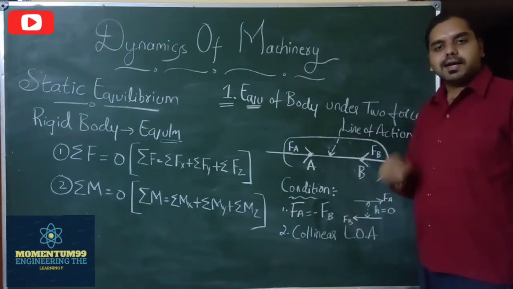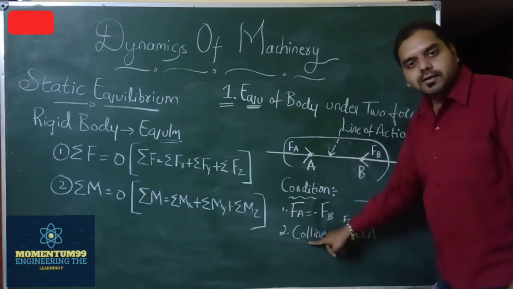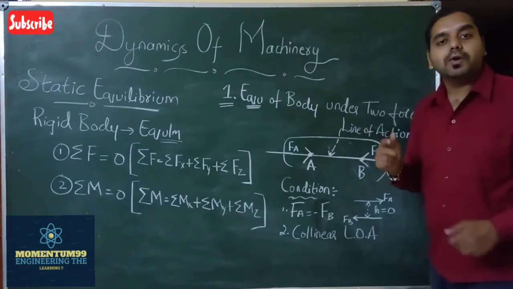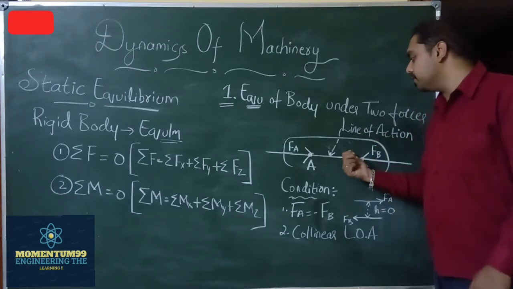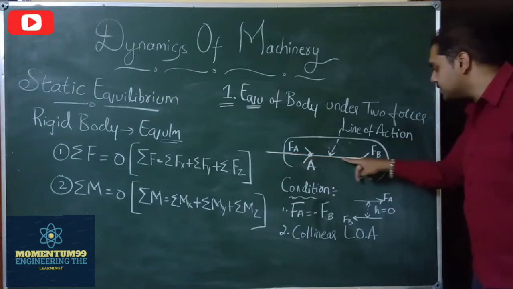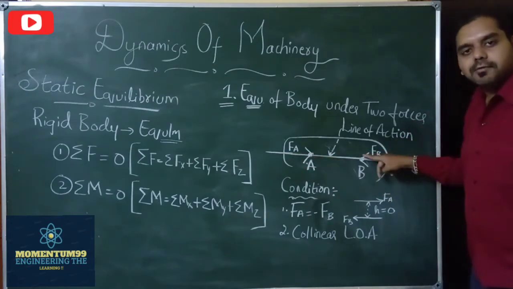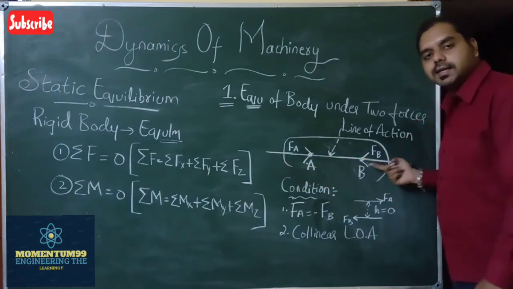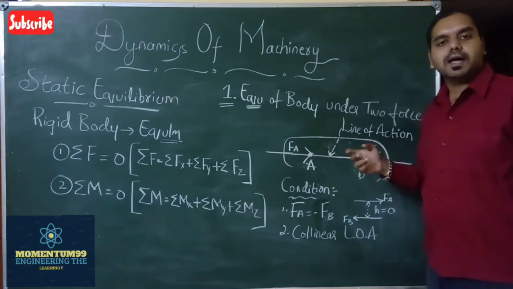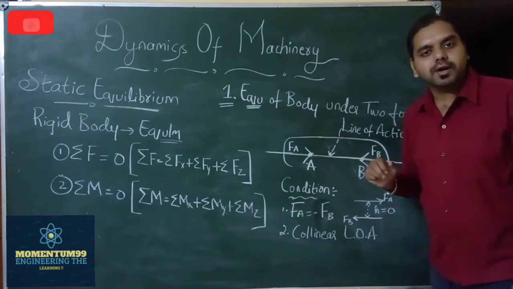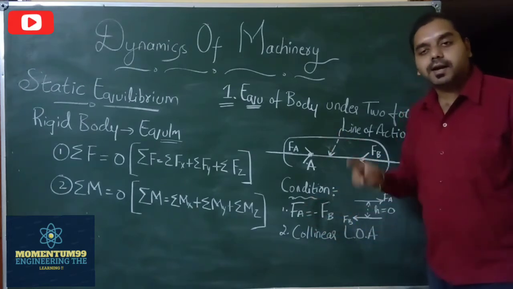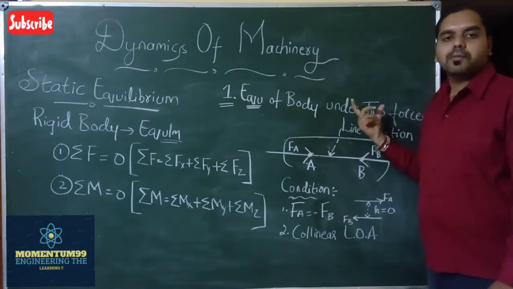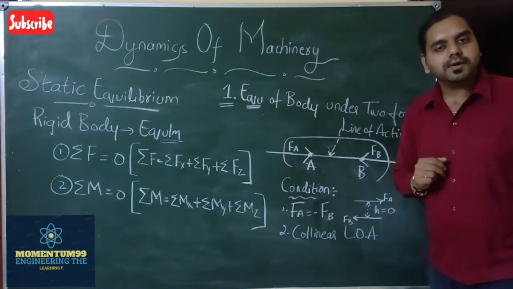Now going on, there is a second condition. Whatever two forces we are considering here, those two forces should be collinear in nature. If you look at this diagram, we have the line of action of Fa and Fb. Both forces are acting on the same line. Or you can say that Fa and Fb are two collinear forces acting on the same body. These are the two conditions to be satisfied to have the static equilibrium of a body whenever the body is acted upon by two different forces.